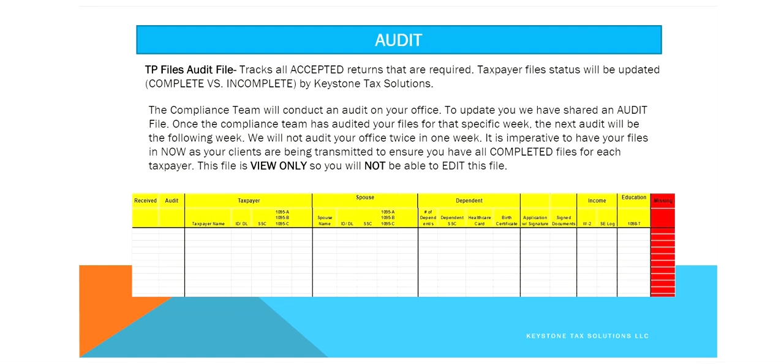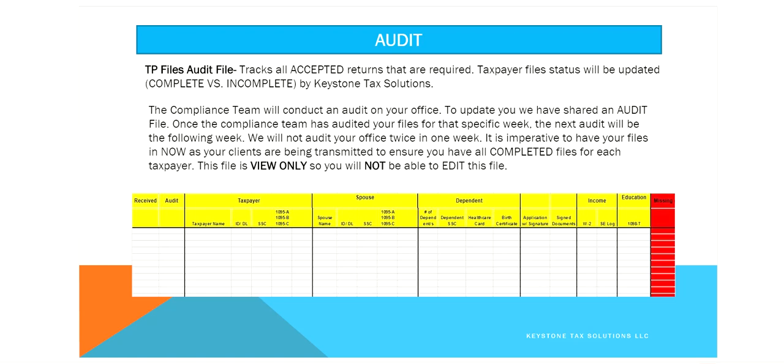We have shared an audit file with you. So this is what it looks like. This is where you'll be able to go to see what's missing on your clients and the information. The taxpayer audit file tracks all accepted returns that are required. Taxpayer file status will be updated, completed versus incomplete, by Keystone Tax Solutions. The compliance team will conduct an audit on your office every week. To update you, we have shared an audit file with you.